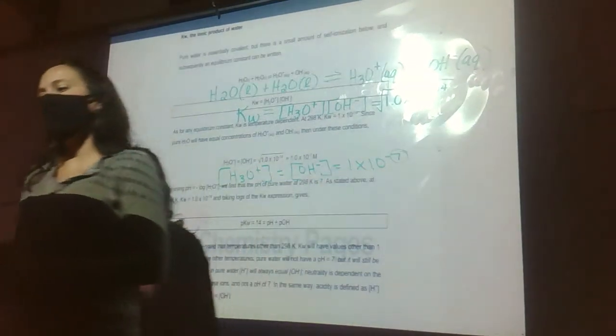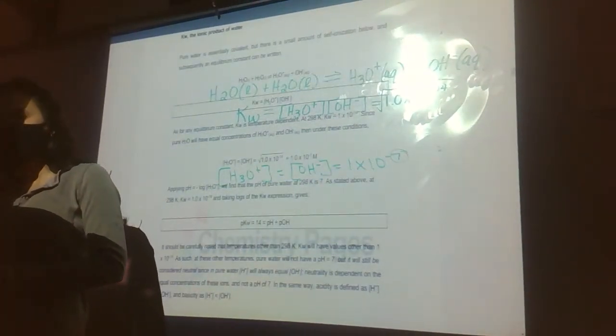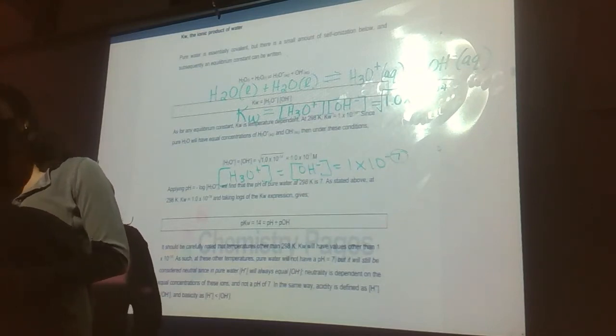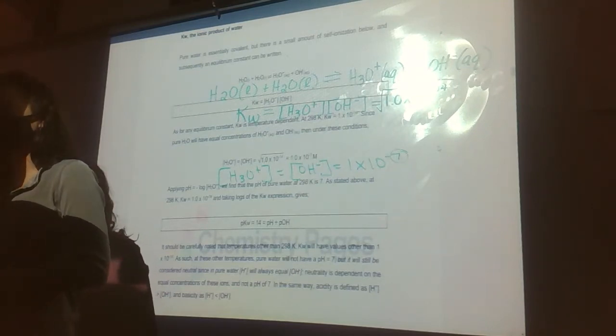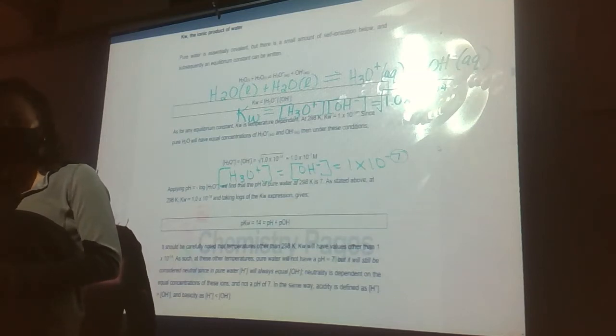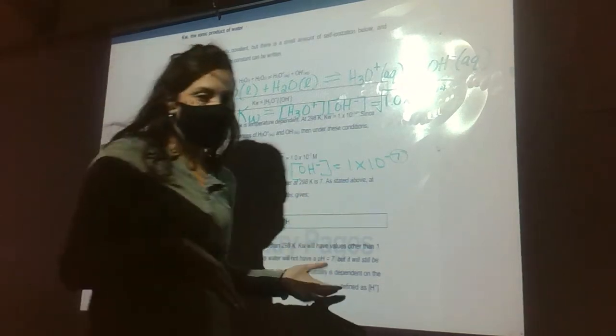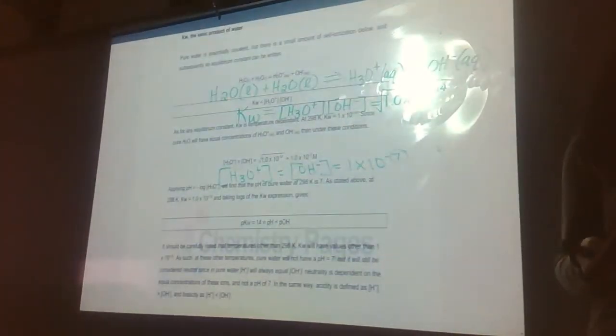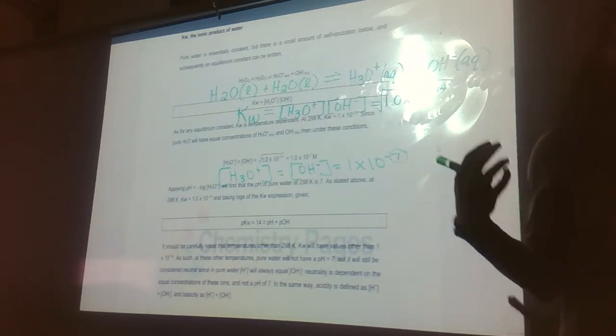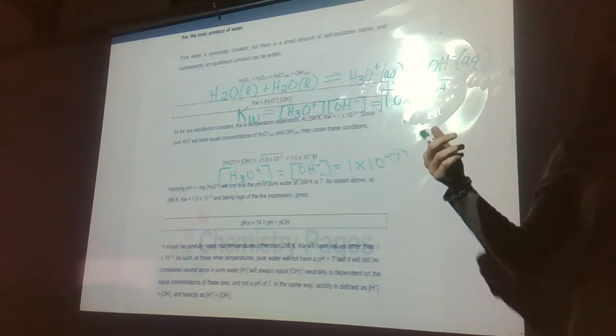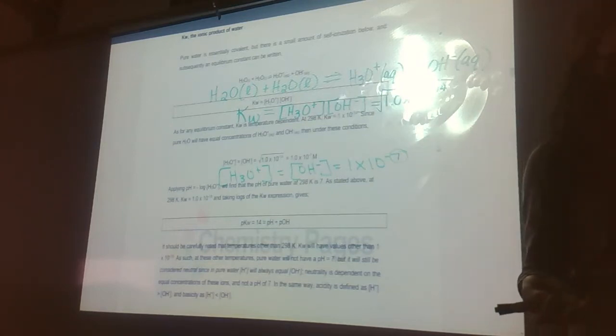So what's the pH of water? 7. Is that surprising? No. Whoa. What's the pOH of water? 7. Is that surprising? Also not. That's all because there's hydronium and hydroxide. They're equal. And their concentrations are fairly low. 1 times 10 to the negative 7th moles of these per liter of water. That's not very much. Make sense? Okay.